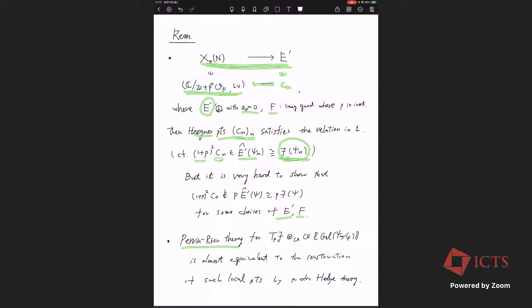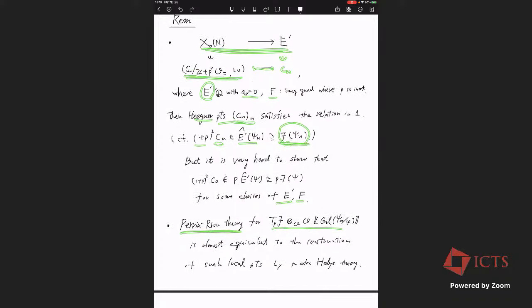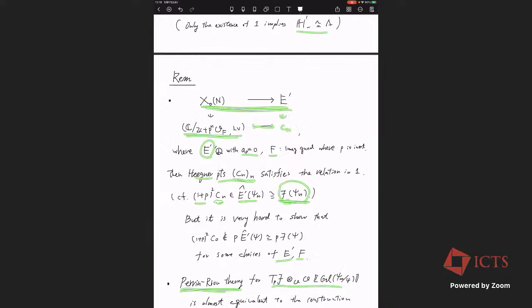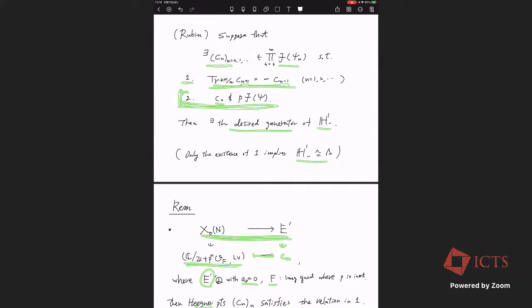It is essentially Perrin-Riou theory. Perrin-Riou theory is equivalent to constructing such local points by p-adic theory. But as I said before, Perrin-Riou theory is not available for this setting. Though there are several developments for Rubin-Tate towers, the obstruction is that we don't have a general local theory to construct such points. In the cyclotomic setting, I used Perrin-Riou theory, Honda's theory to construct such points.